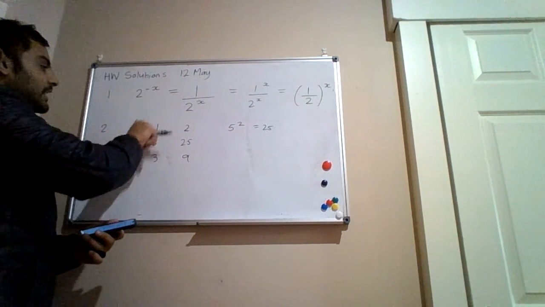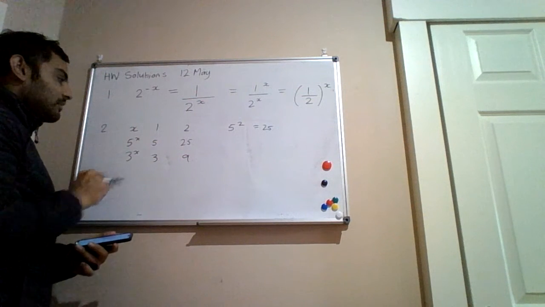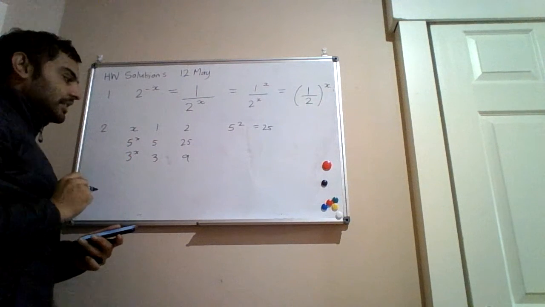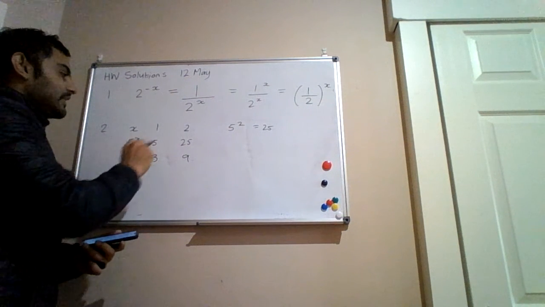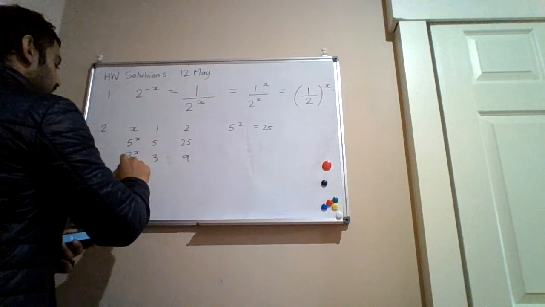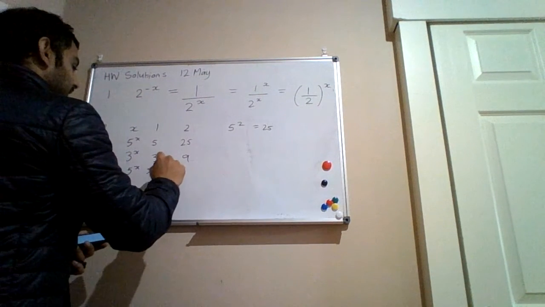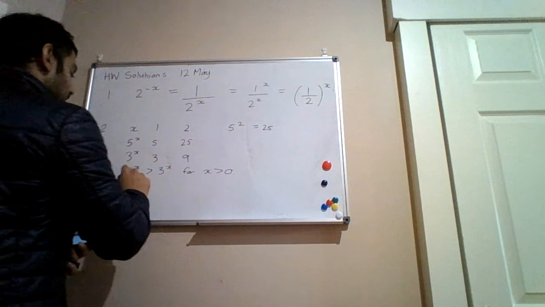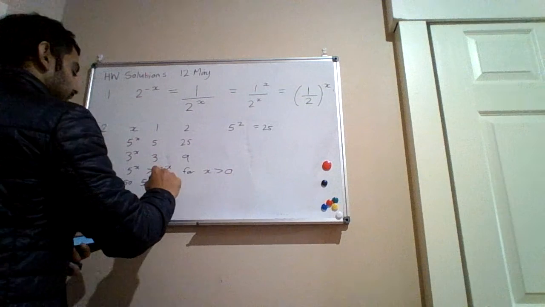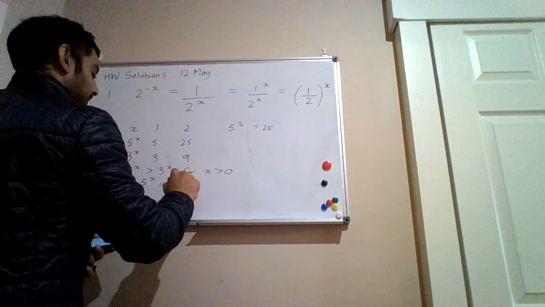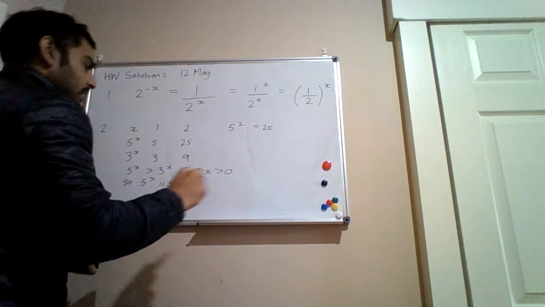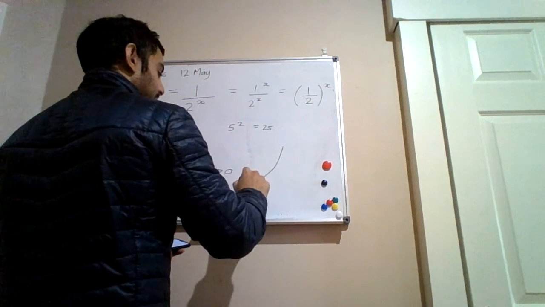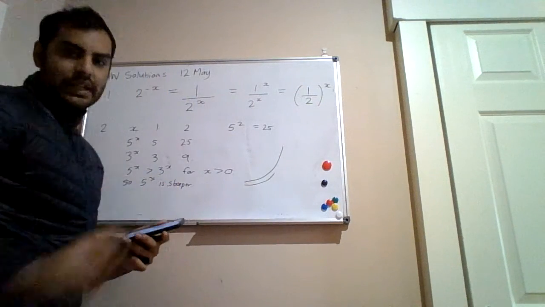So you can see when we compare the y values here, that the y values for this graph are greater than for this graph. 5 is greater than 3, 25 is greater than 9, 5 to the x is greater than 3 to the x for positive values. So the graph 5 to the x is steeper. Okay, so if we were to draw it, the graph 5 to the x would have y values which are quite high, and the graph of 3 to the x would be lower.